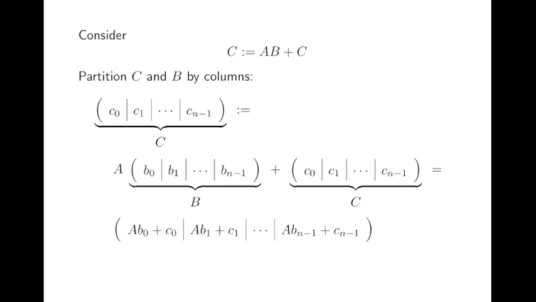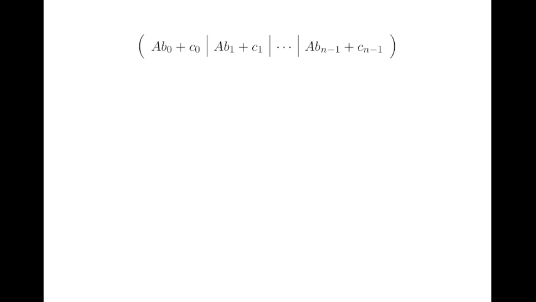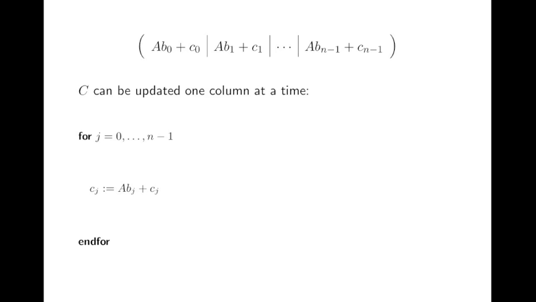Now, more formally, we could arrive at that same algorithm by starting with C being updated by A times B. If we partition the matrices C and B by columns, then we recognize that the jth column of C is updated by A times the corresponding column of B added to that column of C. So this summarizes the computations that need to be performed with the different columns. C therefore can be updated one column at a time. So we get a loop indexed by j, where for each j we update the jth column of C with the product of A times the jth column of B added to that column of C.